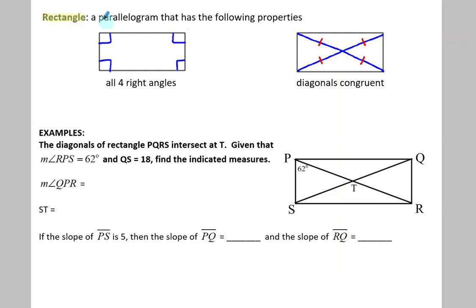A rectangle is a parallelogram that has the following special properties. All four angles are right angles. All the angles are congruent and they're all 90 degrees. Remember, these mean 90-degree angles. Also, the diagonals are congruent.